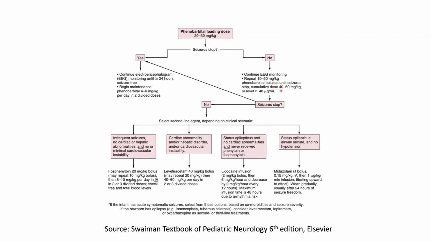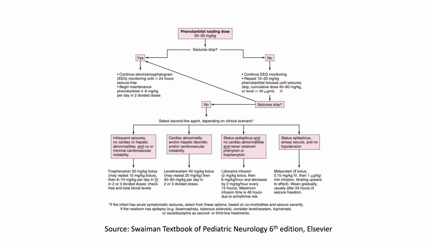simultaneously you give another bolus of phenobarbital, something like 10 to 20 mg per kg until seizure stops. So a cumulative dose of 40 to 60 mg or a targeted blood level of around 40 microgram per milliliter should be targeted. If they do not stop, then you go for second line agents.